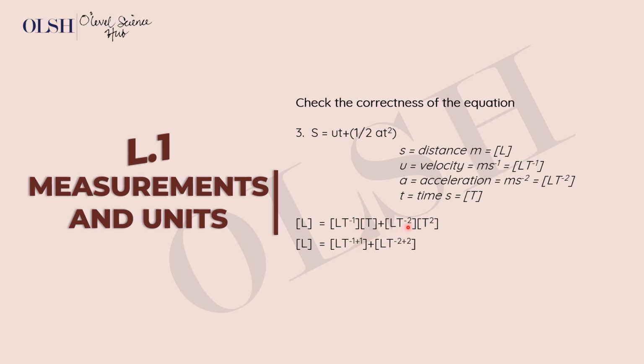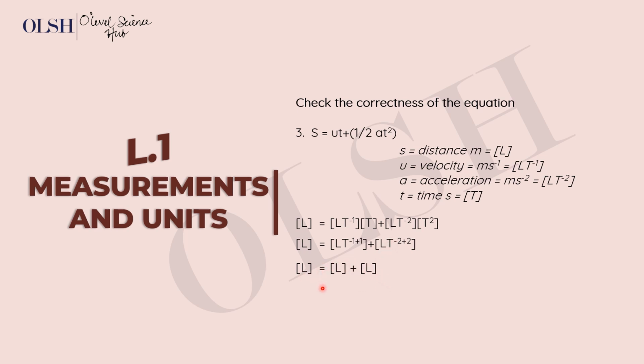Then we have [LT^(-2+2)], simplifying this other side of the equation. So simplifying this further, we have minus 1 plus 1 equals 0. Anything raised to power 0 is 1. So we have 1 times L. Minus 2 plus 2 is 0. Anything raised to power 0 is 1. So we have 1 times L, which gives us L plus L.